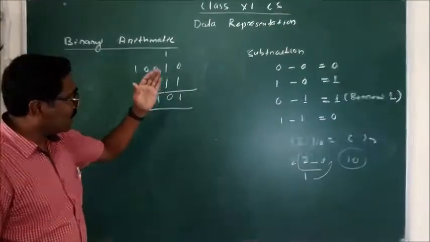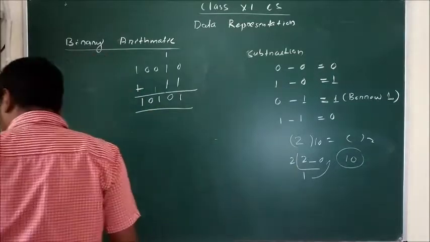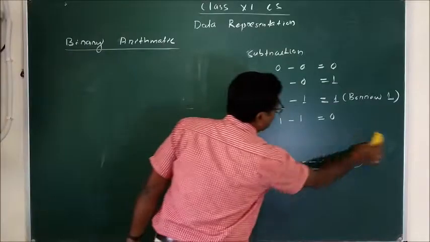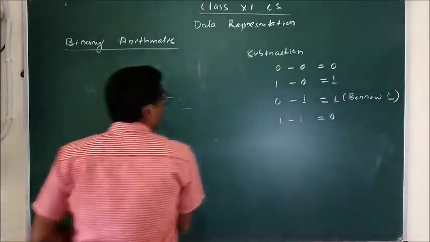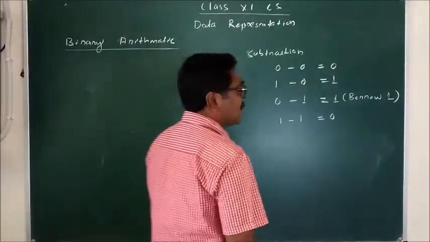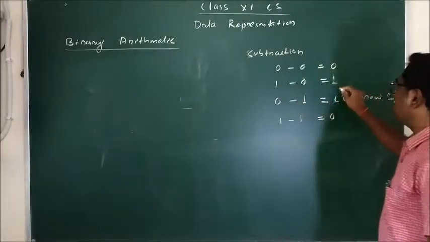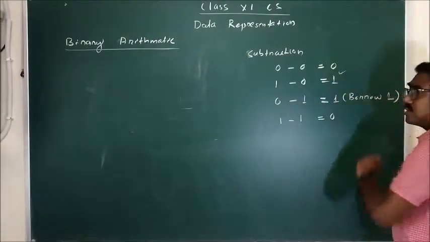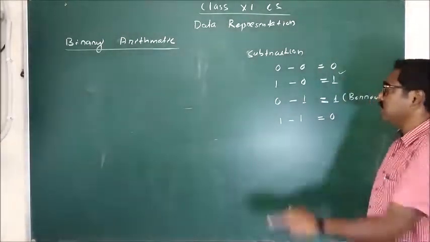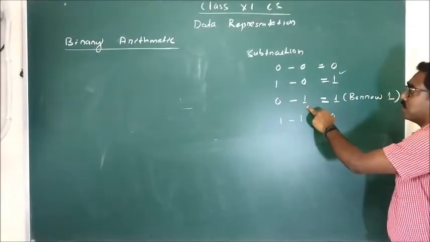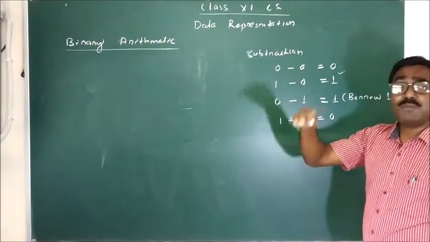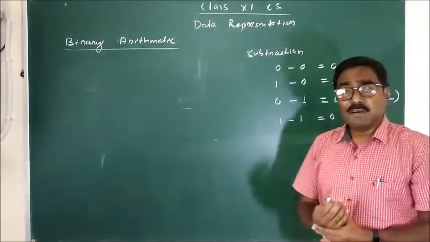Now let's go for the subtraction part. In case of subtraction, you have to remember this much of thing, that is your 0 minus 0 is 0, 1 minus 0 is 1. When we are doing 0 minus 1, then what happened? 0 minus 1 is not possible because 1 is larger than 0. So we have to take a borrow from its previous number.